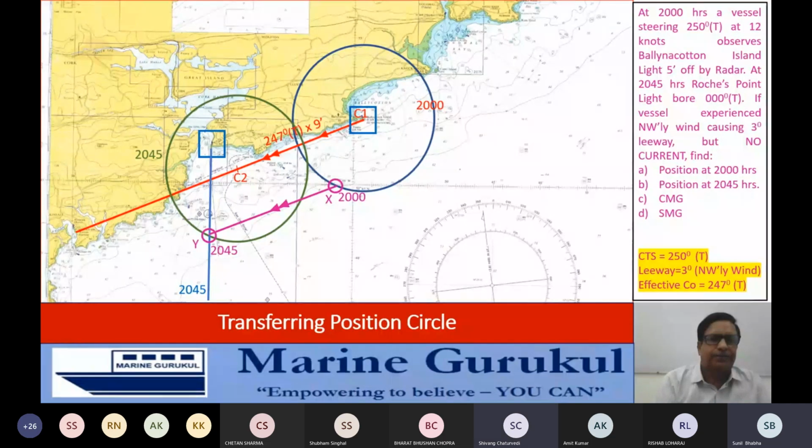Okay, so this plot is also complete now, beta. We had only wind here. So we use the effective course for transfer, and we have the position as well as the CMG vector. Let me know if there are any doubts, beta.